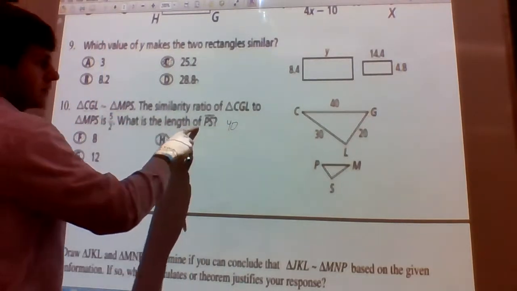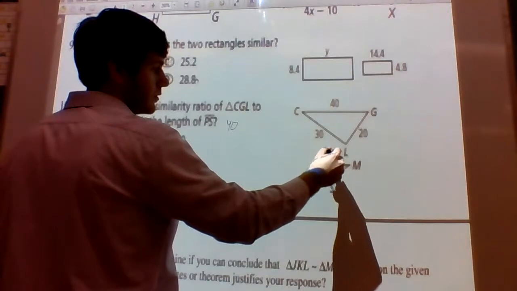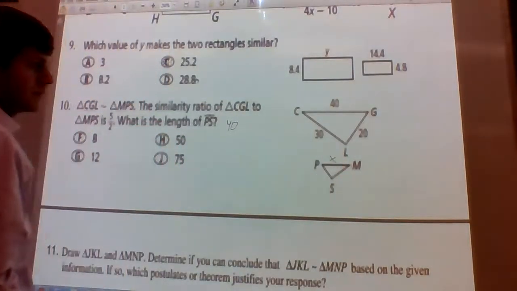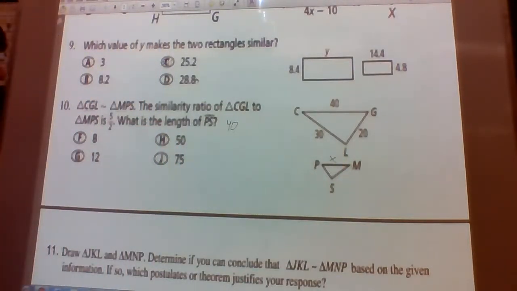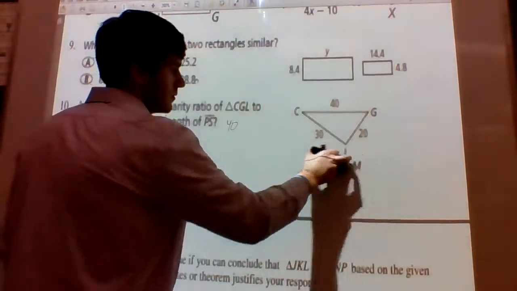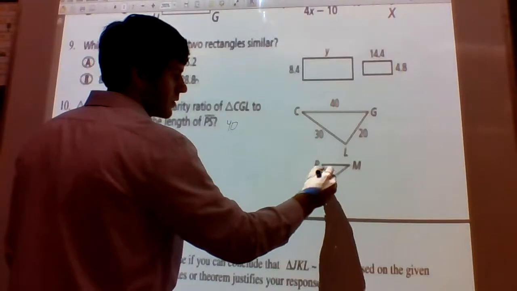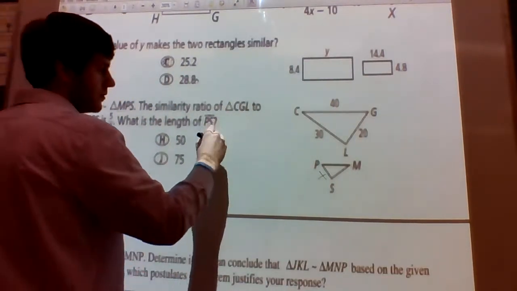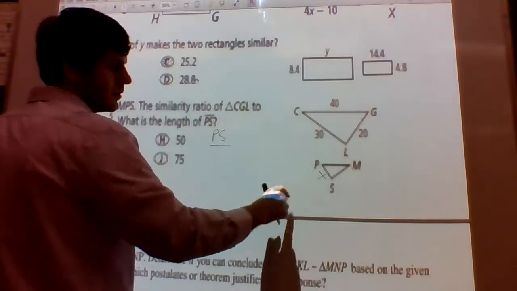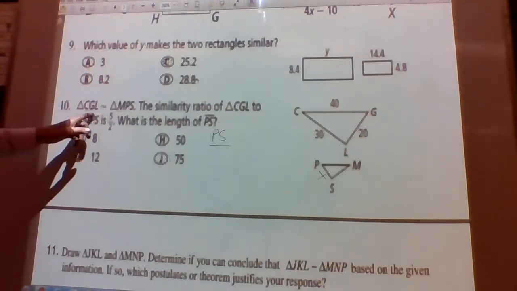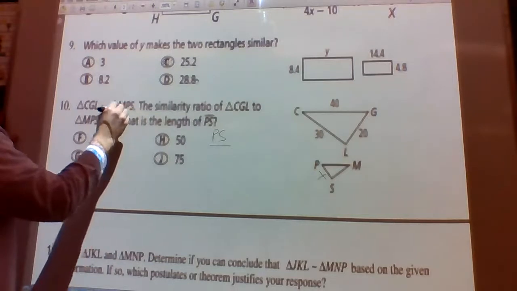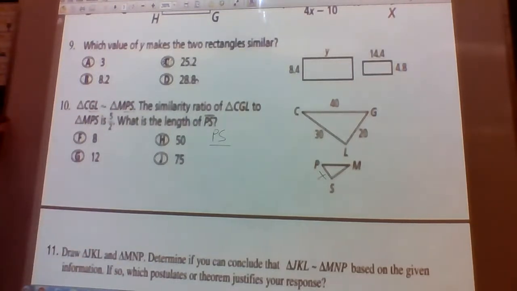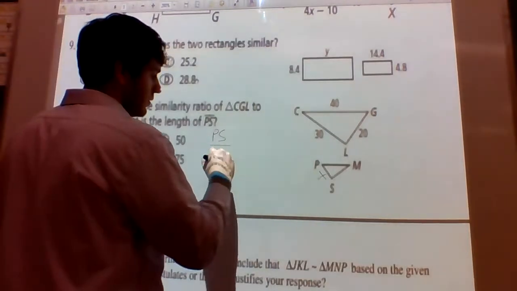We're looking for PS. Okay, so that's not going to help us. We want PS, so let's make PSX. So what's going to correspond with PS? Well, PS is the last two, so it's going to be GL. GL. Okay.